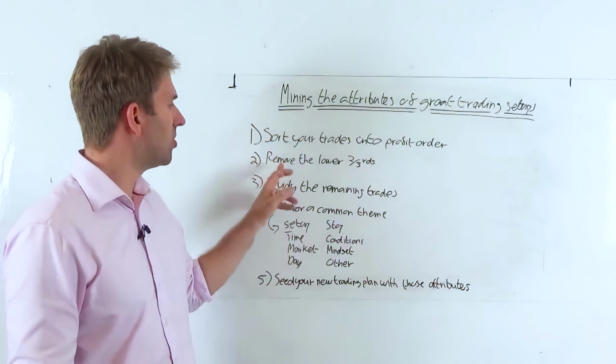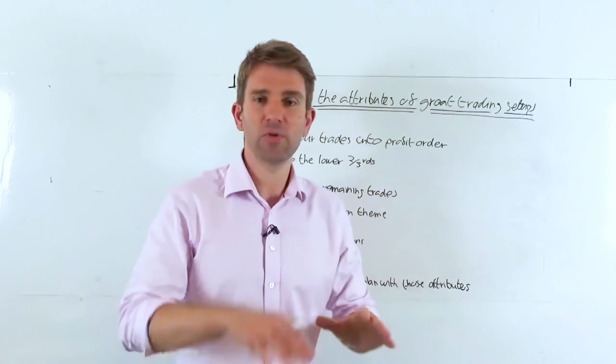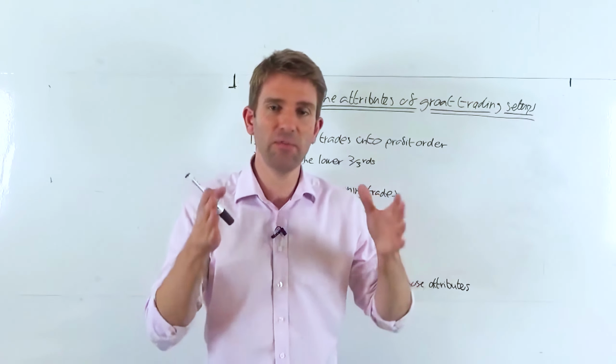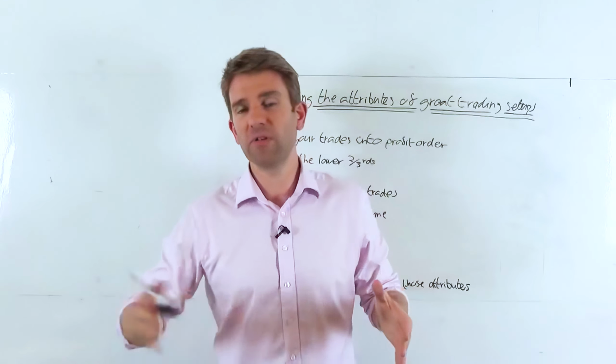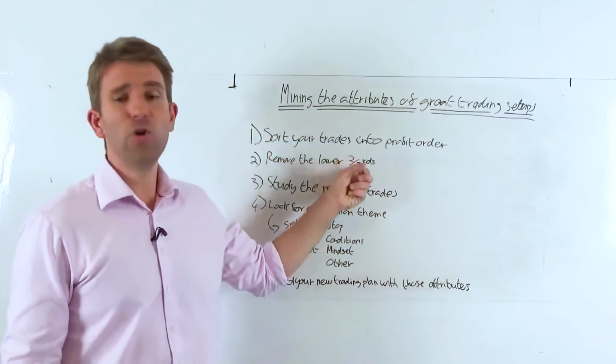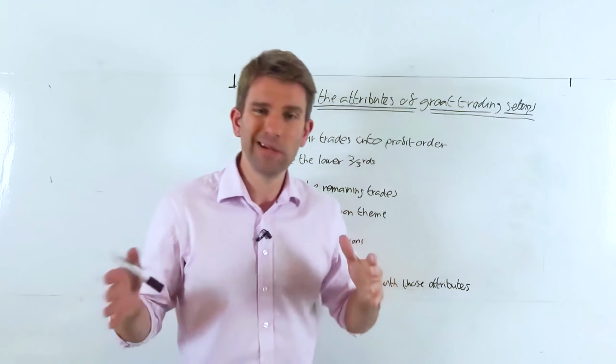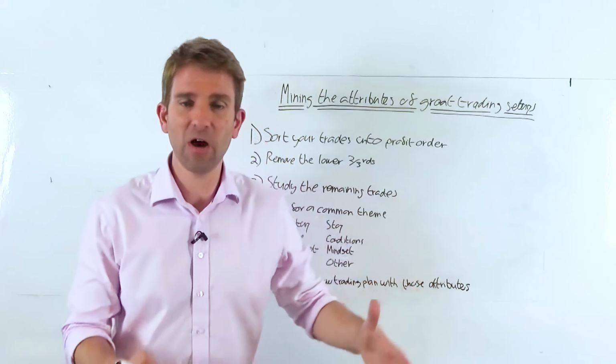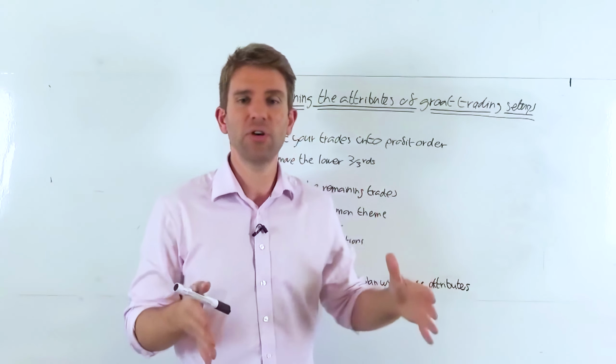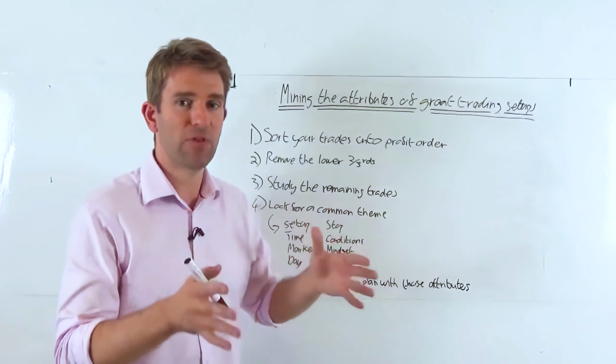Then, number two, removing the lower 2/3. So get rid of the 2/3, you're left with a third of the most profitable trades. So you get rid of the stuff that's not so good. Now, obviously, you can adjust that to suit you. You can say, well, I've got quite a lot here that are similar, let's have a half or let's have a fifth, whatever. But 2/3 is a good amount to get rid of and then be left with a third of the very, very best ones.